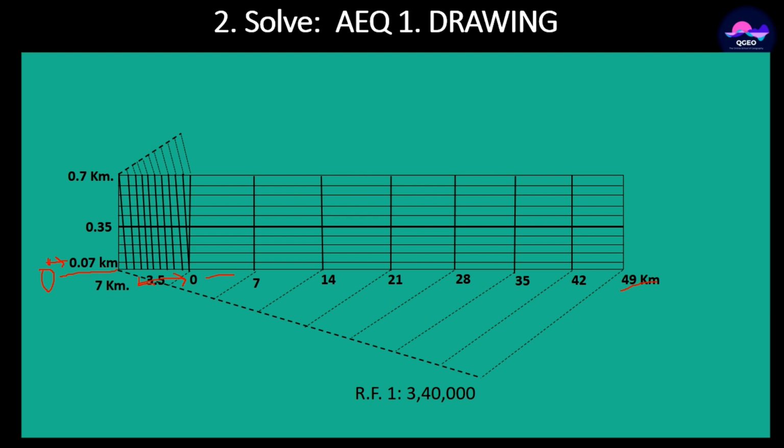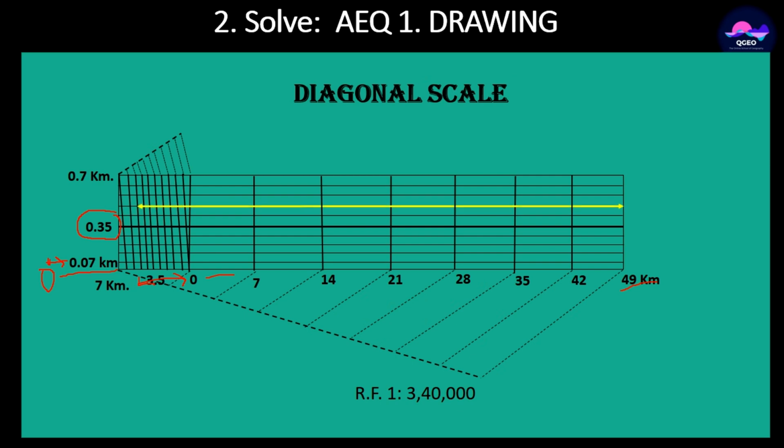In the middle it will be 0.35, and in the top it will be 0.7. One primary division is equal to total one secondary division is equal to total tertiary division. And it is a diagonal scale. The length of the scale, arrow line 54.39, here 49, and in secondary and tertiary it will be the rest of the part.